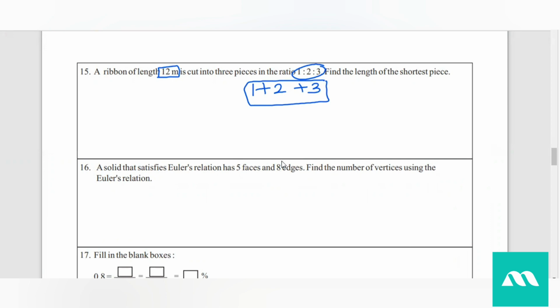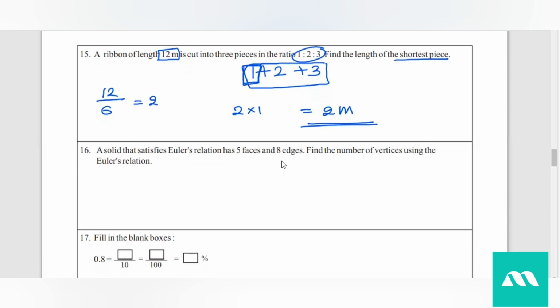Then 1 plus 2 is 3, plus 3 is 6. Then 12 divided by 6, the answer is 2. Then the shortest piece means it is 1. Its length is 1, then 2 into 1, the answer is 2 meters. Okay, remember to put the unit in the answer. Have you got this answer? Yes, teacher.